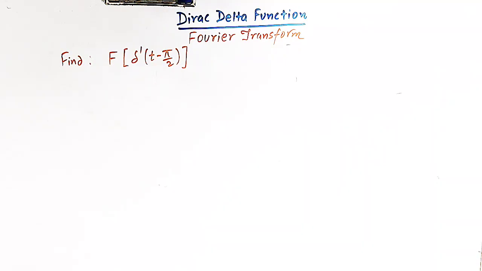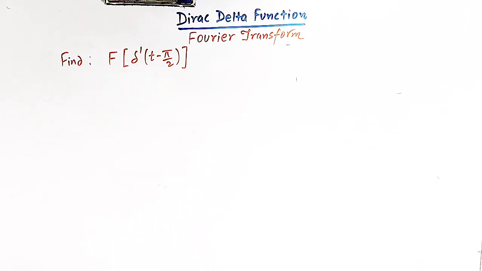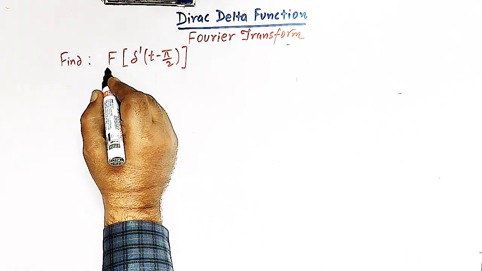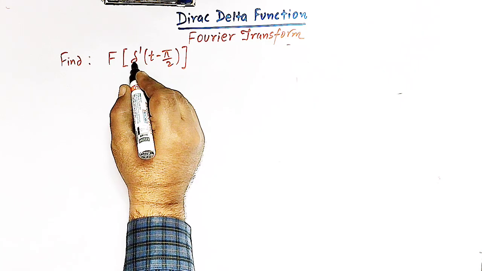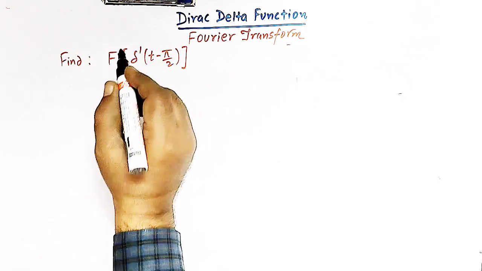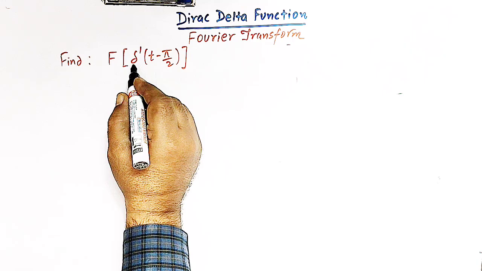Hello viewers, in today's session we are going to discuss an important problem from the Dirac delta function, and in this class we are going to find out the Fourier transform of delta prime of t minus pi by 2. Here capital F denotes the Fourier transform and delta prime denotes the first derivative of the delta function.